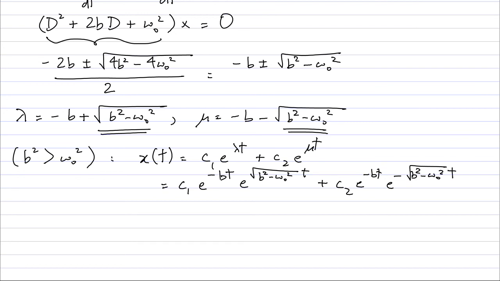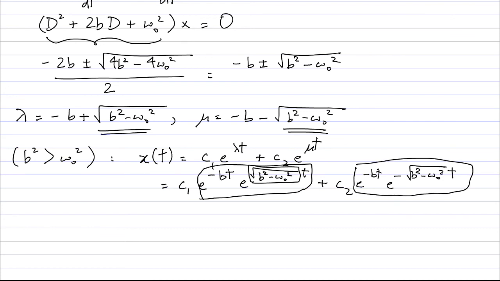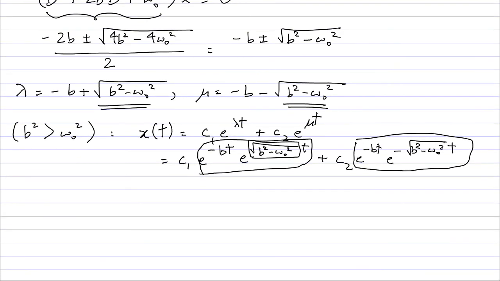Notice that whatever number pops up from here, that will be smaller than b. So the whole thing over here, the exponent is going to be some negative number multiplied by a real number multiplied by t, and that's also the case over here. So you have an exponentially decaying solution. This is the overdamped case. You don't have any oscillatory motion over here.